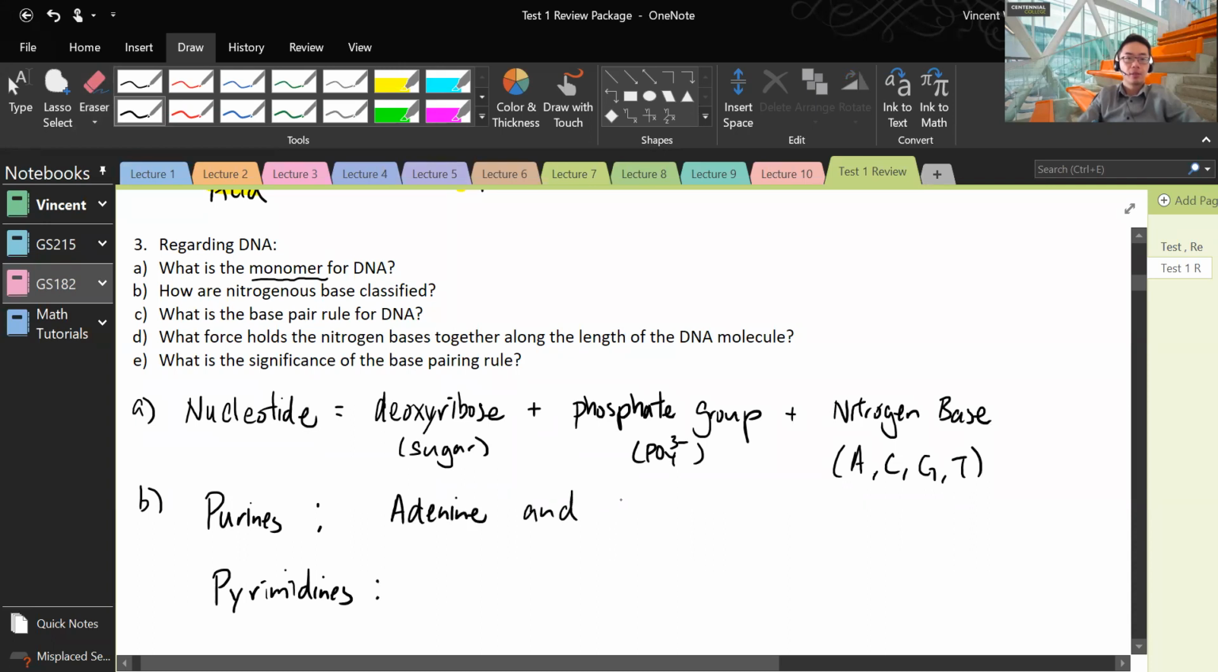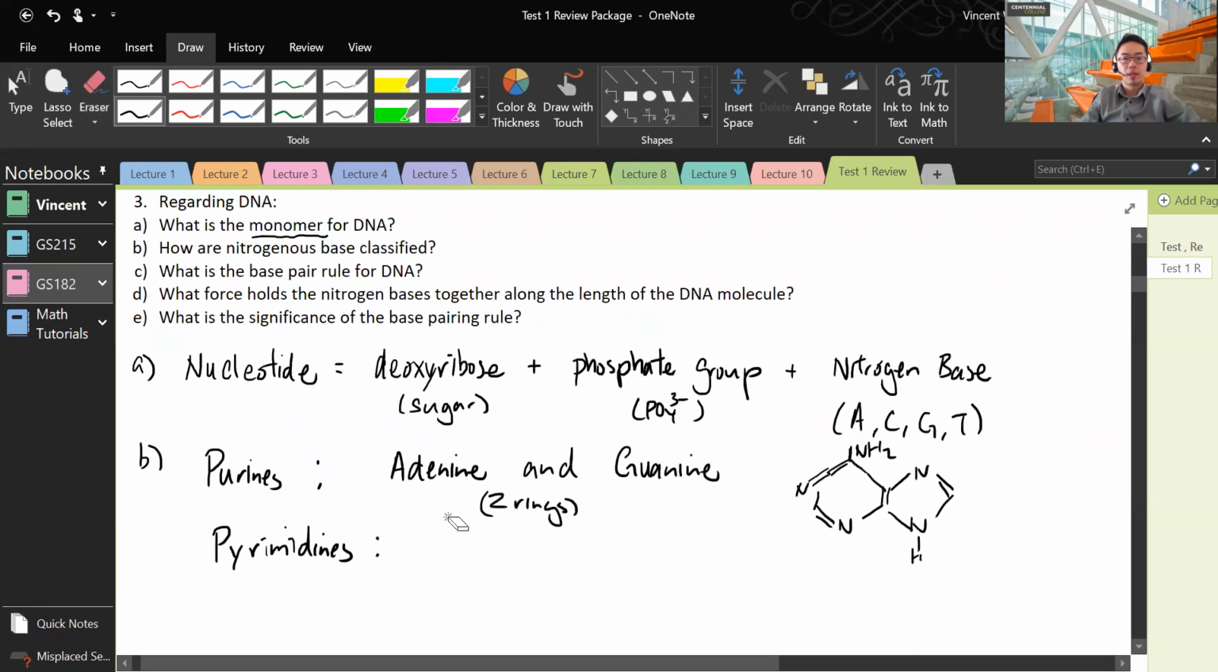Purines or pyrimidines. Okay, so purines include the adenine and guanine. Right? And purine, if you remember, they are actually going to have 2 rings in their structure, right? 2 rings in their structure. 2 rings. I try to remember, like purine has 2 syllables, so 2 rings.